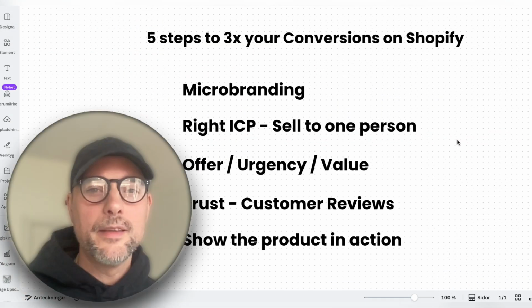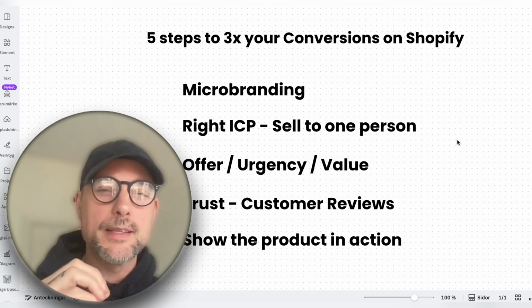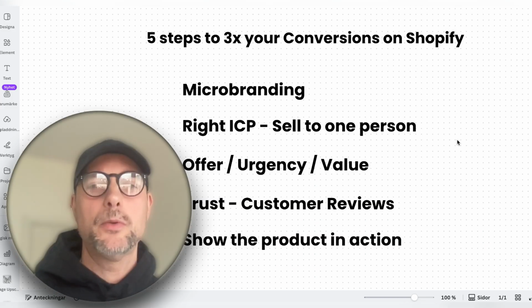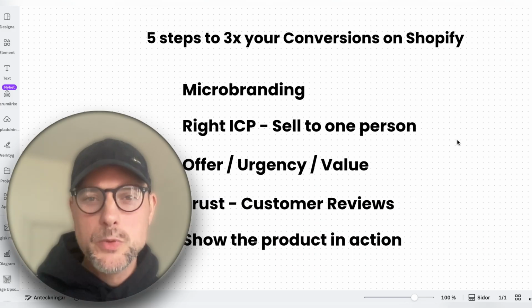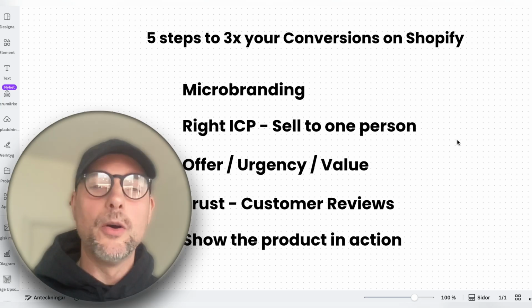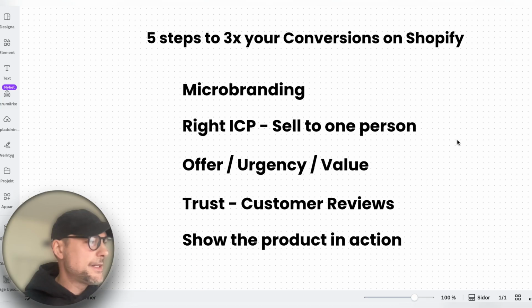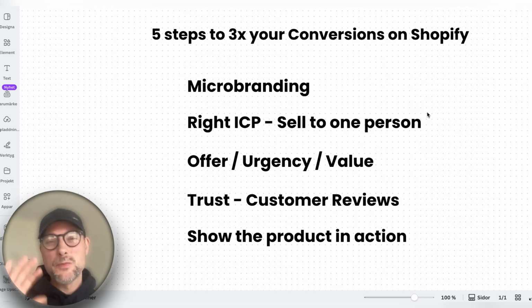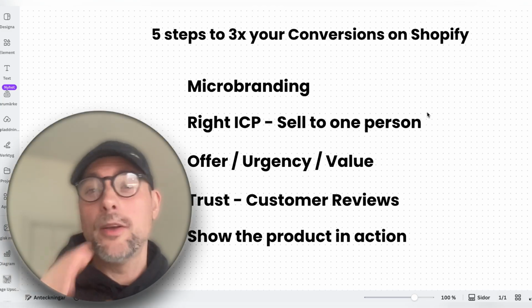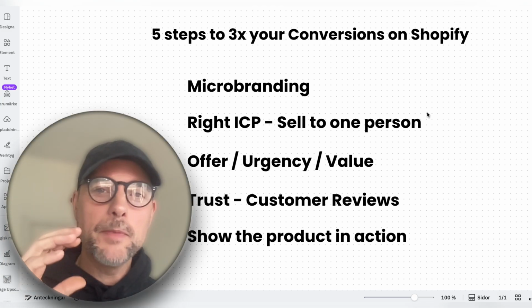So to wrap this up, these are the 5 things I think are the most important to think about if you want to boost your conversion rate a lot on Shopify. Microbrand your product, find your right ICP, sell to one person, your offer, bring trust to the customer, and show your product in action. These are 5 quite easy things that you can implement directly on your Shopify, and it will make a lot of difference.